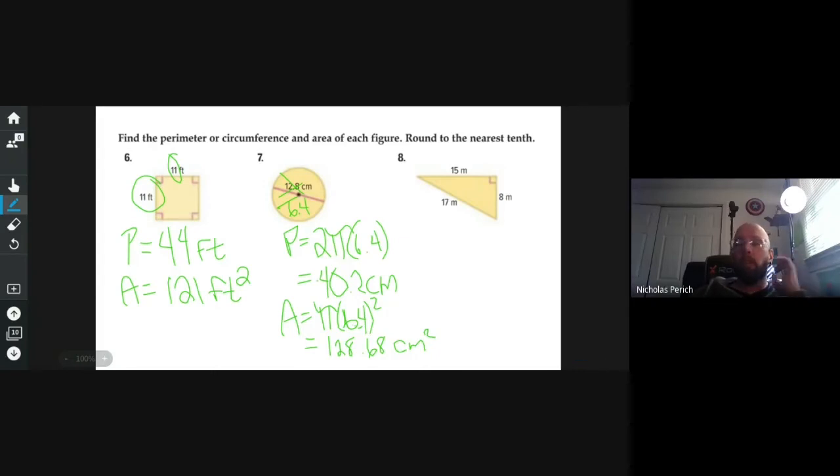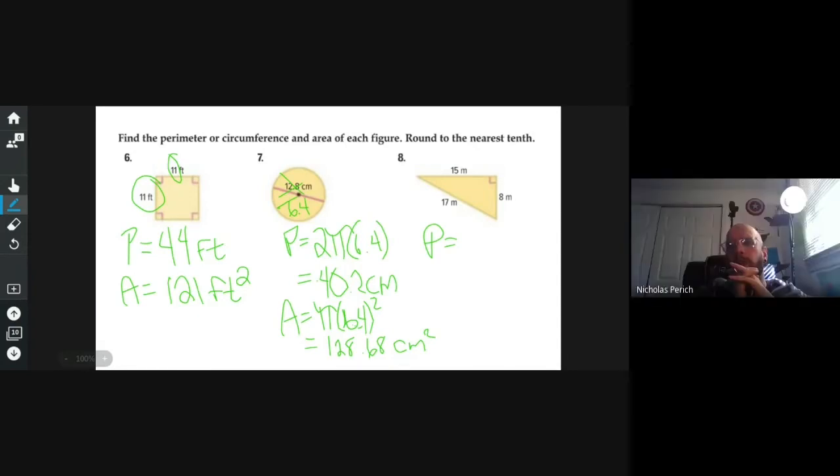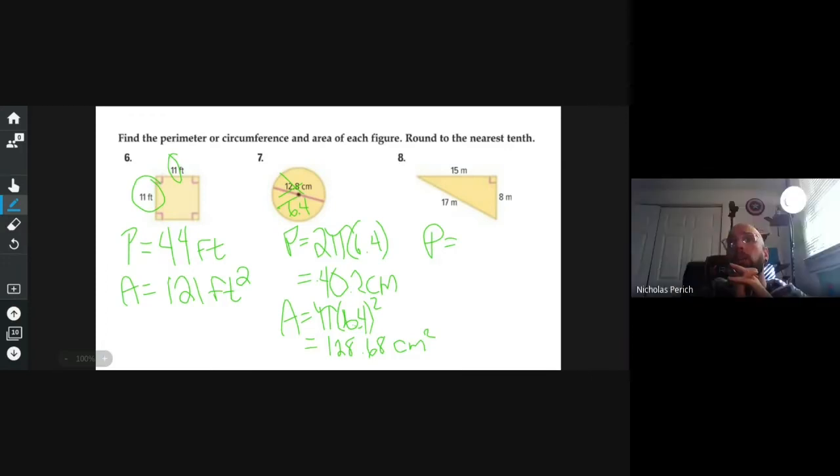Oh, 8's too easy because they gave you everything. What's the perimeter for 8? Ooh, Athena was brave for a quarter of a second there. I want to say 40. 15 plus 17 is... I second that. I agree with her. Let's go for it.